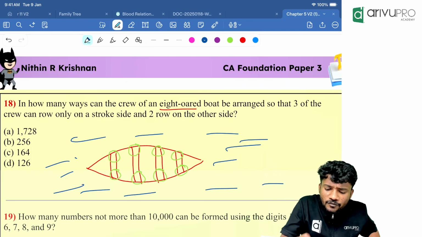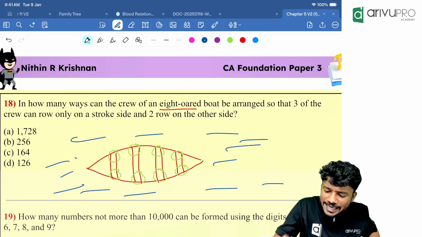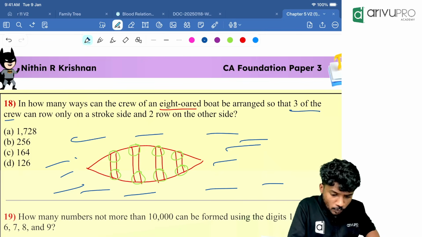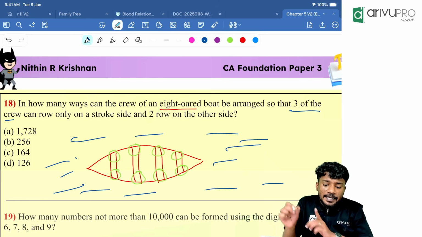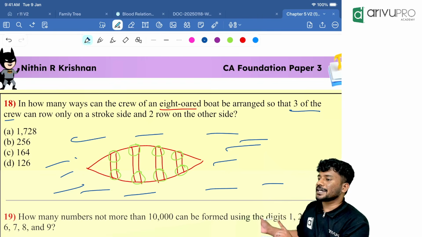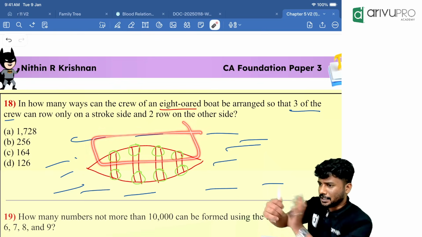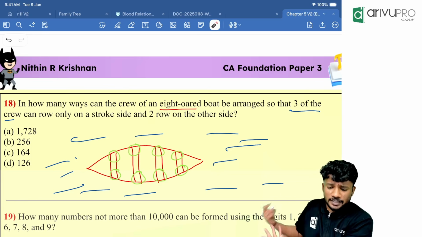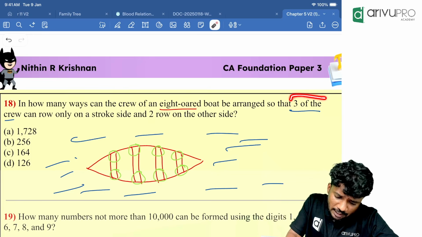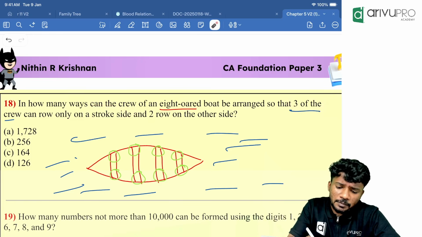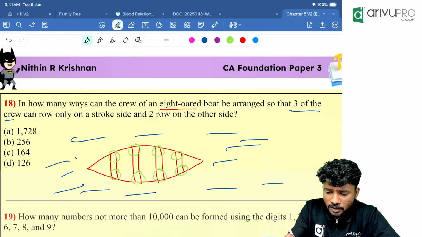In how many ways can the crew of an 8-oared boat be arranged so that 3 of the crew can row only on a stroke side? What is a stroke side? For example, this entire thing is a stroke side. Similarly, this is a stroke side. They are just oaring the boat. Now, 3 of them can sit only on one of the stroke sides. What do you mean by that?